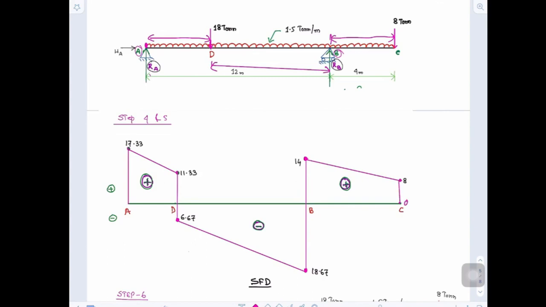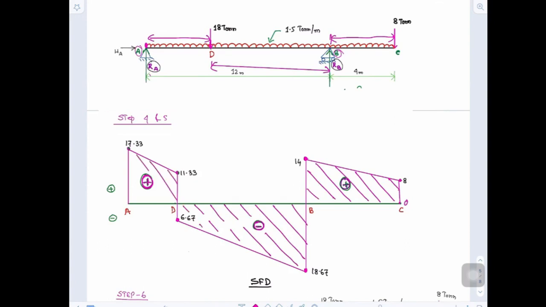So whatever the final shape we are getting, above the reference line or above the beam is positive and below the reference line is negative. For reference, you can have the hatching of this diagram for clarity. So this is the SFD we have drawn. Please remember that while drawing this SFD, I have not considered any bending moments present on this beam, because the presence of bending moment will be understood by the bending moment diagram.